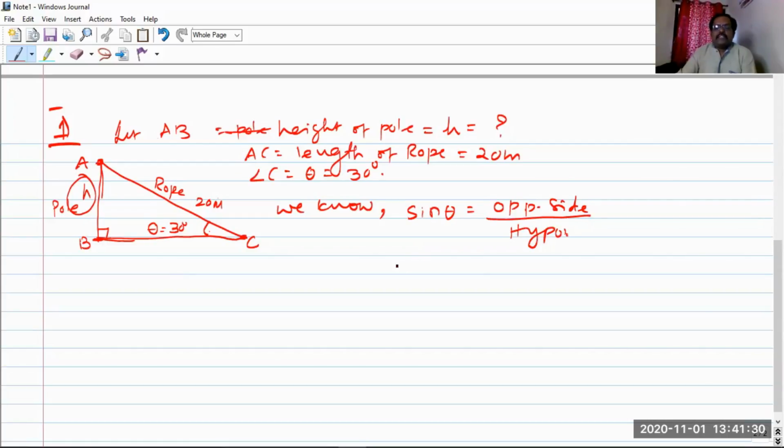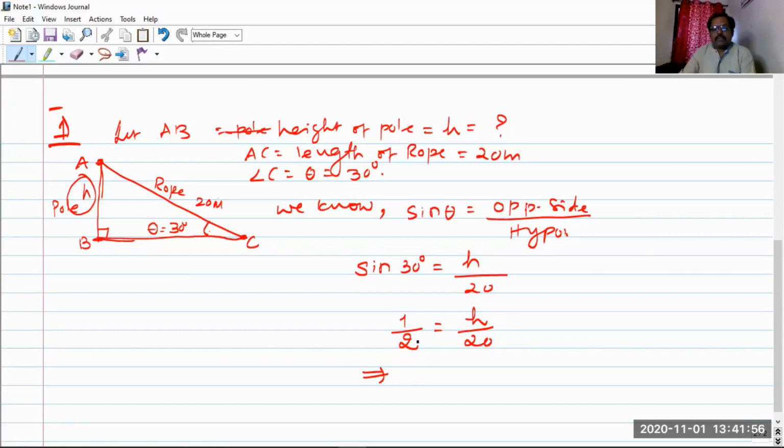So you are given theta as 30 degrees, so I can use sine of 30 degrees: opposite side is the height of the pole, hypotenuse is the length of the rope, given as 20 meters. Okay, so now substitute the values. How much is sine 30? We know it is equal to half, 1 by 2. H is unknown, 20 is given, so we can find H from this.